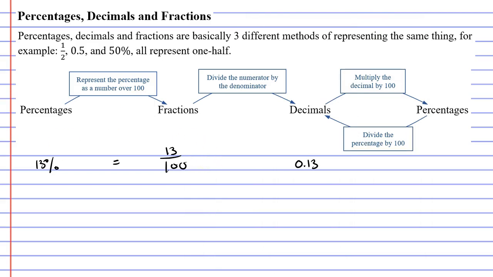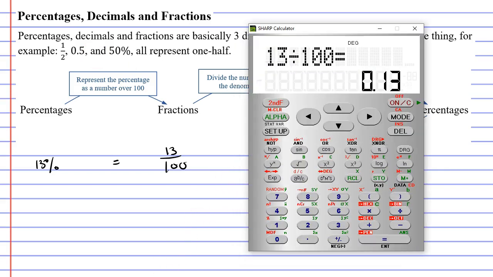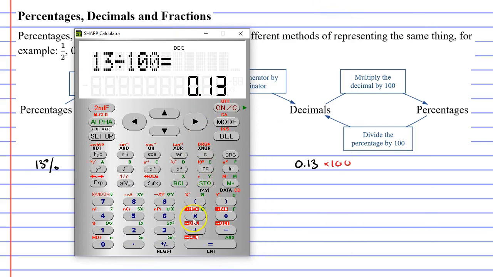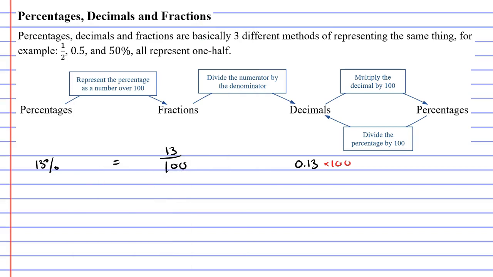Now, a lot of people know how to convert straight from a percentage to a decimal simply by moving the decimal point to the left twice. That's another method as well. And finally, when we want to go from a decimal back to a percentage, what do we do? Well, we divided by 100 to get to 0.13, so we need to do the opposite. We need to times by 100 to go back to our percentage. And 0.13 times 100 takes us back to 13, or 13%.